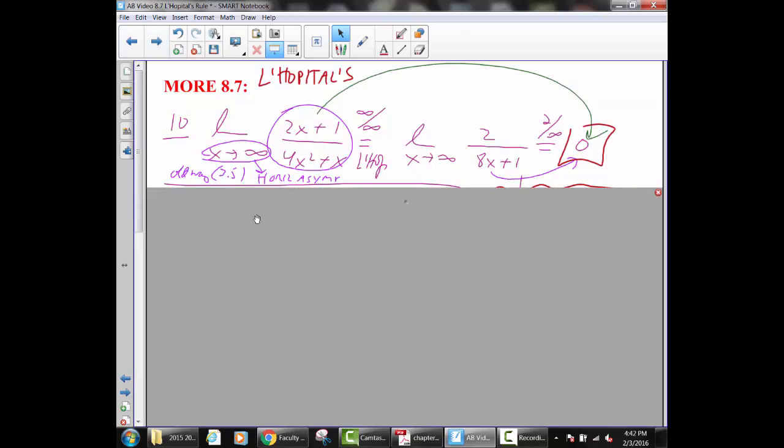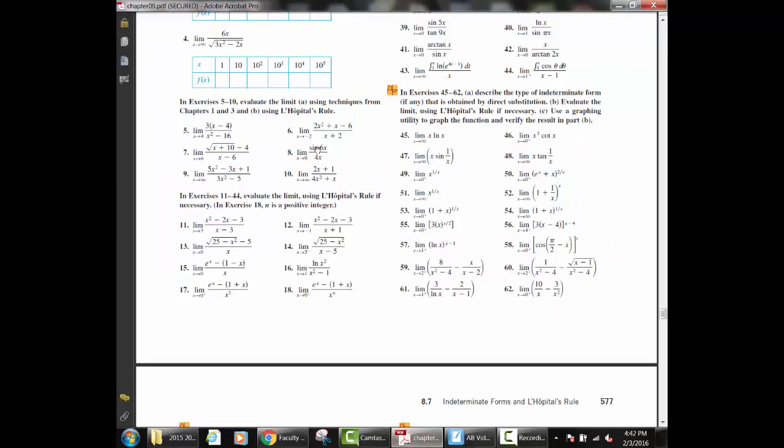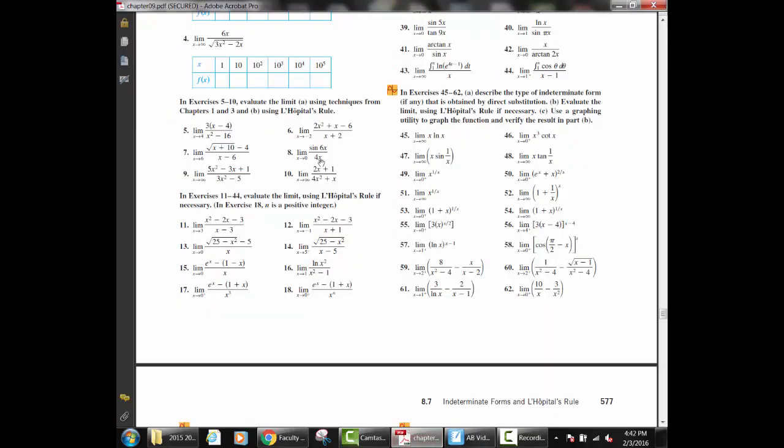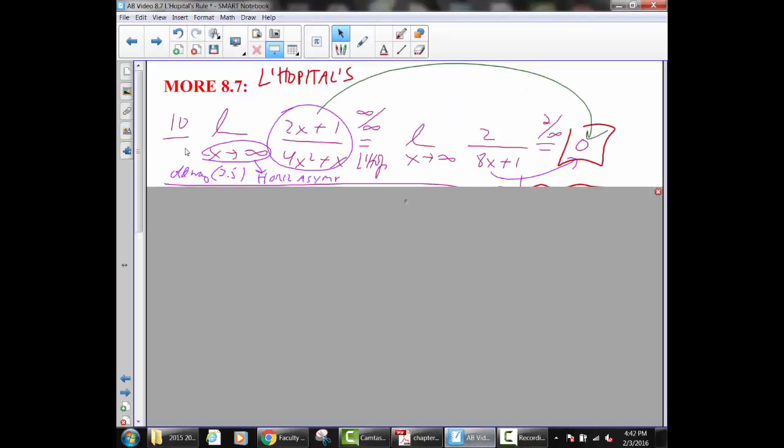Okay, so here's number 10. At this point, it's just saying evaluate the limit, use L'Hopital's rule if necessary. Whoops, sorry, that wasn't number 10. Number 10 was this one, but this, whatever. We're using L'Hopital's rule. So we plug in, we go to infinity, so we have 2 times infinity, which we agreed is infinity, plus 1 is infinity. 4 times infinity squared is 4 times infinity, which is infinity. And infinity plus infinity is infinity. So I do get infinity over infinity, and therefore I can use L'Hopital's.